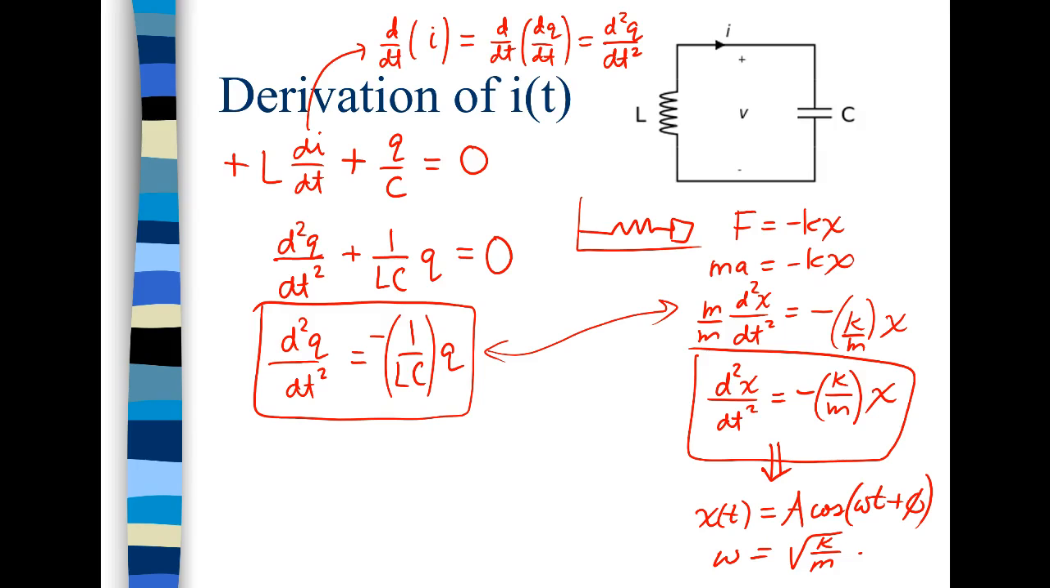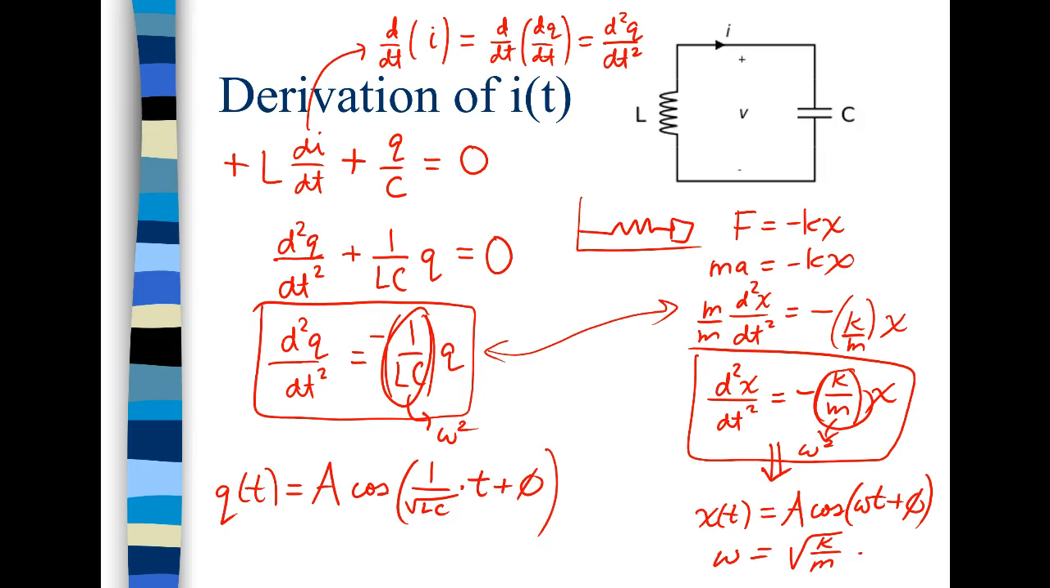Likewise, charge as a function of time. In other words, k over m was omega squared. Likewise, 1 over LC is going to be omega squared, so that means that charge as a function of time is going to be equal to an amplitude times the cosine of 1 over the square root of LC times time plus a constant. That's pretty awesome.